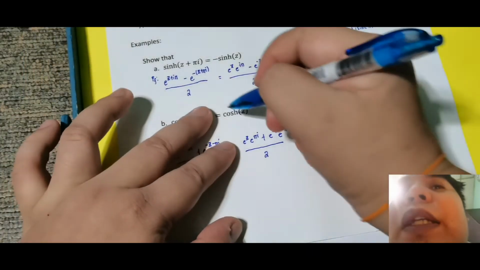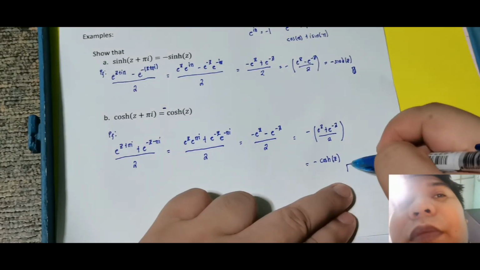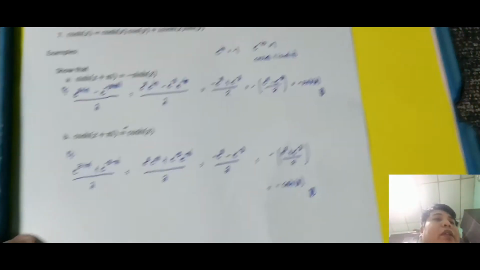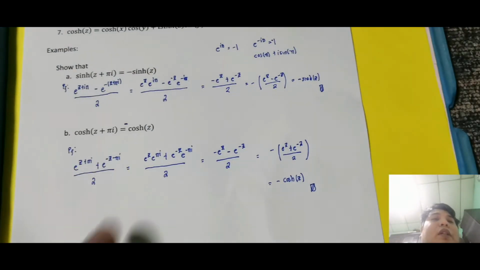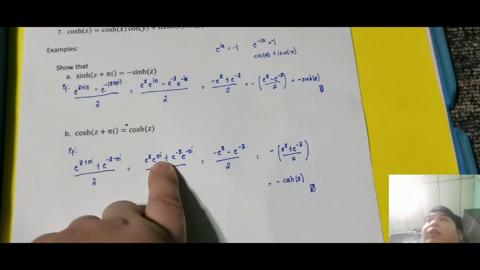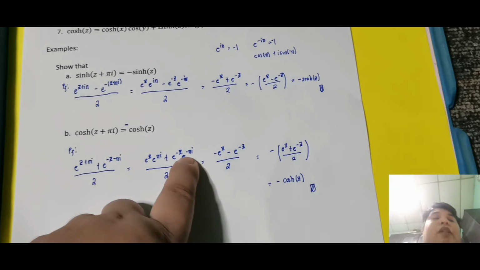Okay, so I think negative talaga to. Sa book kasi positive lang siya. So siguro talagang typo na rin siguro dun, or di napansin. Okay, then therefore that is done. Kasi yung e raised to πi is negative 1. E raised to negative πi, that is also negative 1.